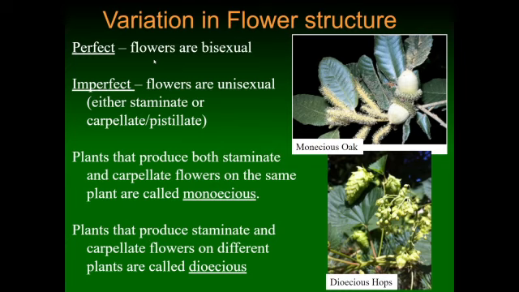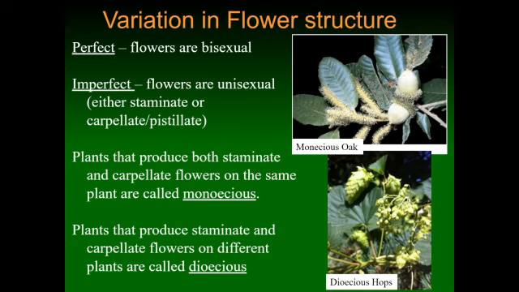So, some variation in flower structure. Perfect flowers means that the flowers are bisexual. They have both male and female parts. That is kind of the normal state for most plants. It's certainly not the state for all of them. Some of them are imperfect, so the flowers can be unisexual.